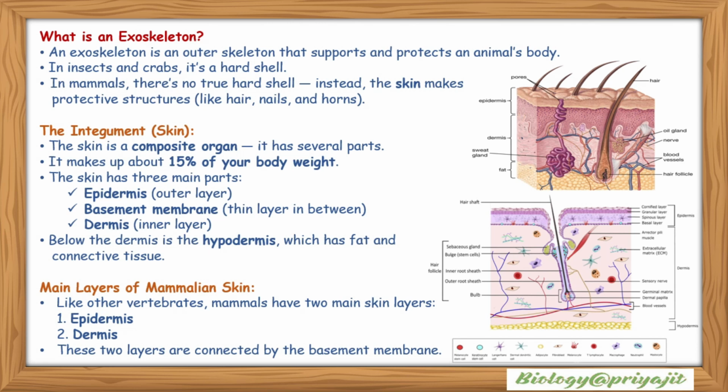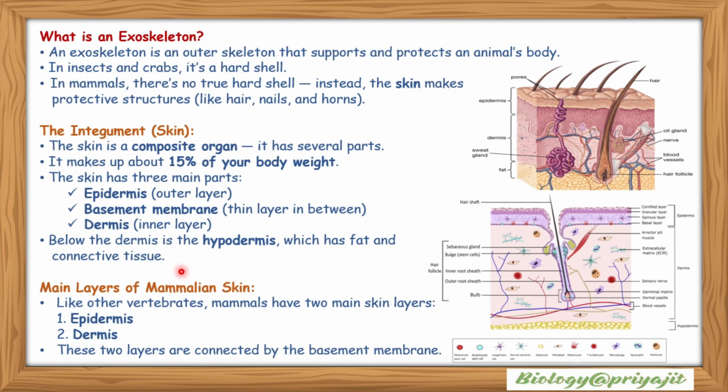The integument, or the skin, is basically a composite organ. It has several parts. It makes up about 15% of your total body weight. The skin has three major parts. The epidermis is the outer layer, the basement membrane is the thin layer in between, and the dermis is the inner layer. Below these there is a hypodermis, which is fat and connective tissue.